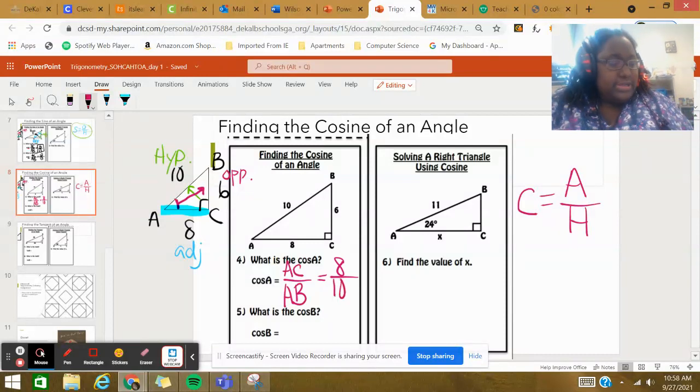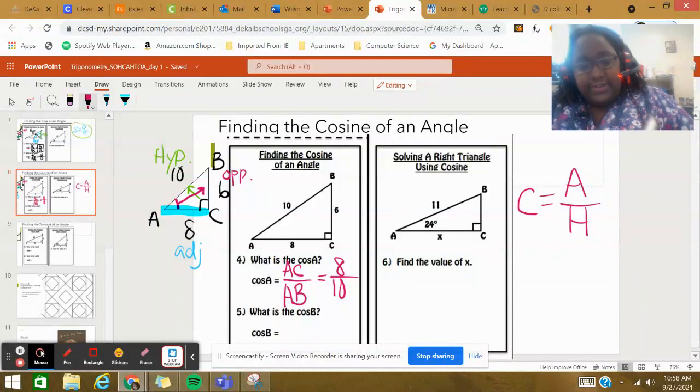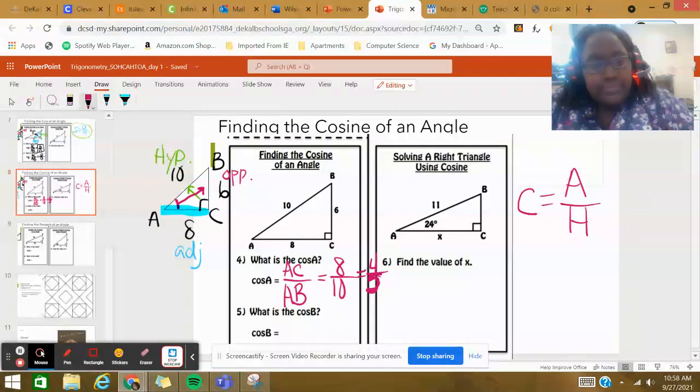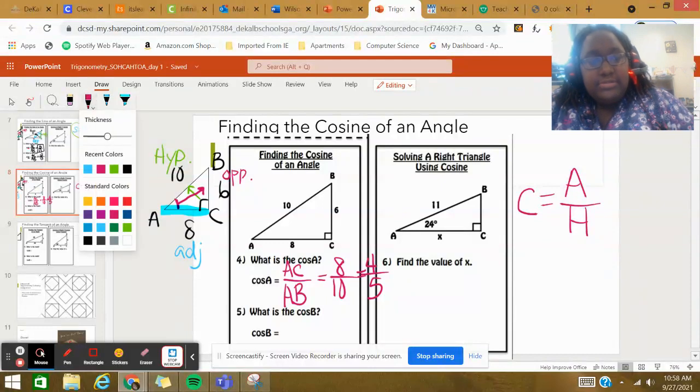Now, remember that I told you guys to always, always, always simplify. So this will actually be simplified to 4 over 5. I'm running out of space, but hopefully you guys are able to fit it into that section of your foldable. But again, this will be 4 over 5. This will look a little sloppy, so I'm going to do it over one more time. 4 over 5.